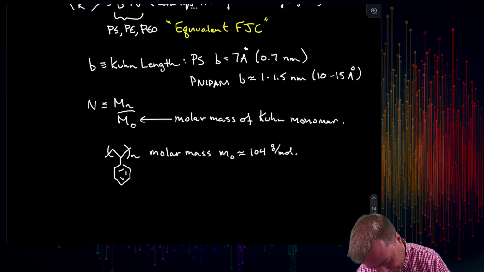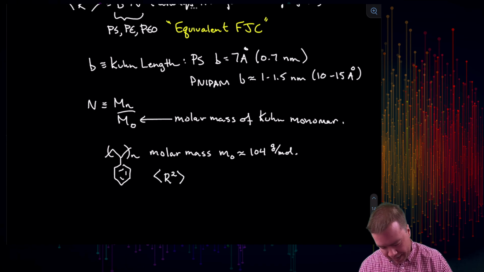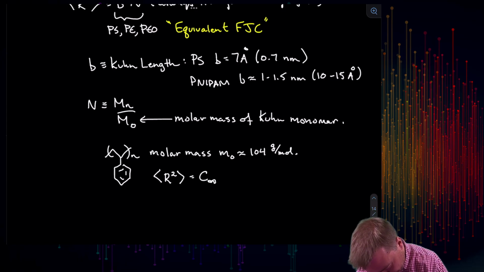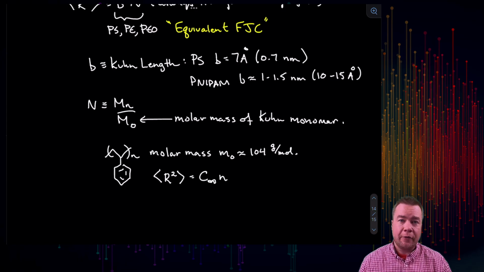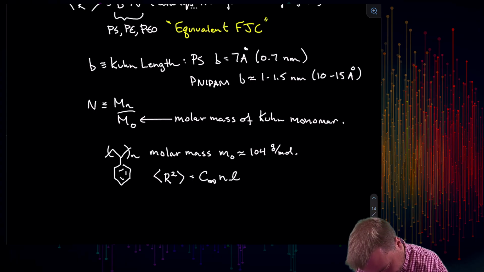And in that case, you could calculate the mean squared end-to-end distance in that situation as C infinity times the number of styrene monomers that you have times the bond length squared. Okay, so this is using chemistry.